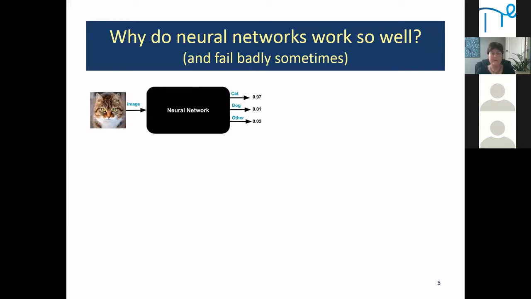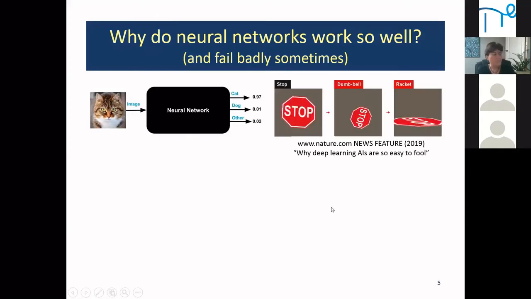But we also know that there are cases where neural networks fail horribly. So here's an example from a news feature in Nature called Why Deep Learning AIs Are So Easy to Fool, where we have an image of a stop sign, which is correctly identified as a stop sign by a neural network. But if you just rotate it to the right, then suddenly the neural network thinks it's a dumbbell. And if you rotate it and translate it, then you end up thinking that it's a racket.